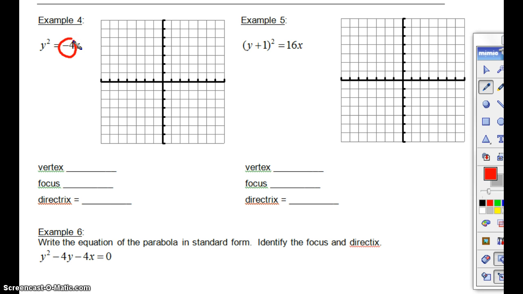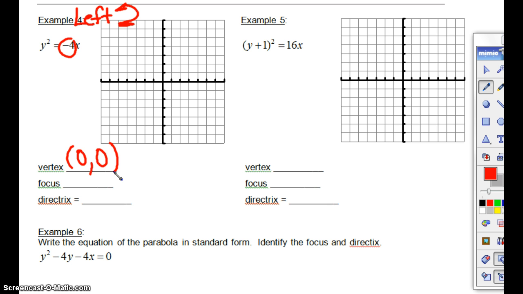So with my y coming first, it's either going to open to the right or to the left. Since it's negative, this parabola is going to open to the left. It's going to be that backward C-shaped parabola, like that. So now, first things first, after I know how it opens, I'm going to go ahead and plot my vertex. There is no h and k, so my vertex is at 0, 0.